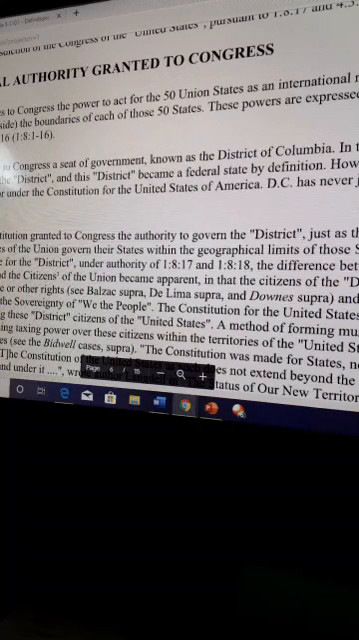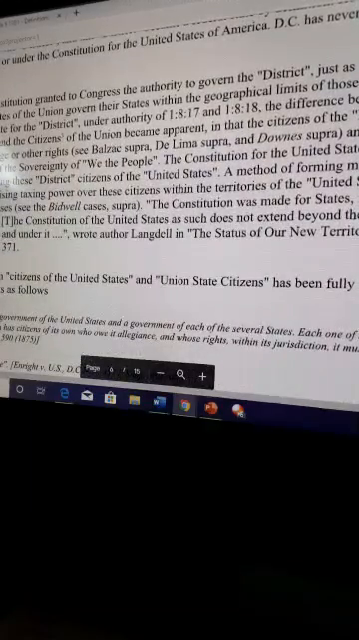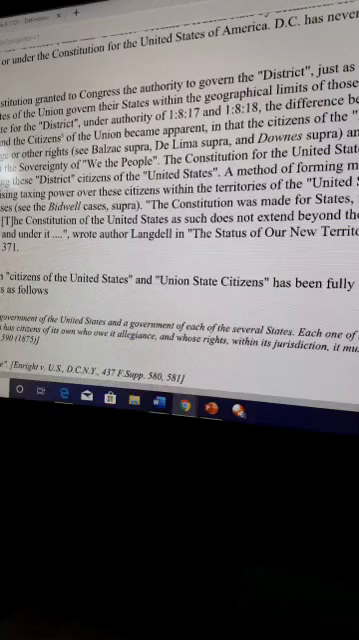See Balzac supra, De Lima supra, and Downes supra. And therefore they were not recognized as part of the sovereignty of We the People. The Constitution for the United States of America provided no means of taxing these districts. A method of forming municipal governments and of exercising taxing powers over these citizens of the United States within the territories of the United States was decided by the Insular Cases, see Bidwell case supra. The Constitution was made for states, not territories, wrote Daniel Webster.